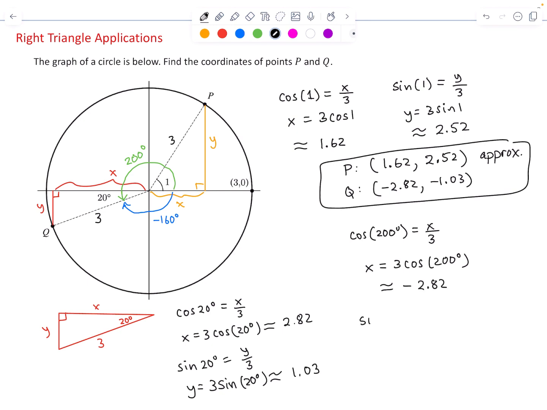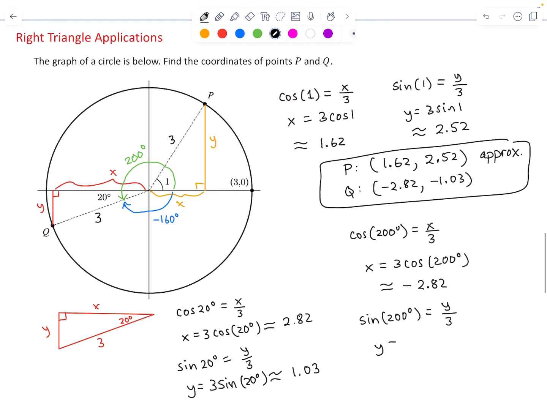Similarly, the sine of 200 degrees will be equal to the opposite y divided by the hypotenuse, 3. And if I multiply the 3 over to the other side, y is therefore equal to 3 times the sine of 200 degrees. And this will give you the correct signed number automatically, because the 200 degrees is in standard position. So we get approximately negative 1.03.